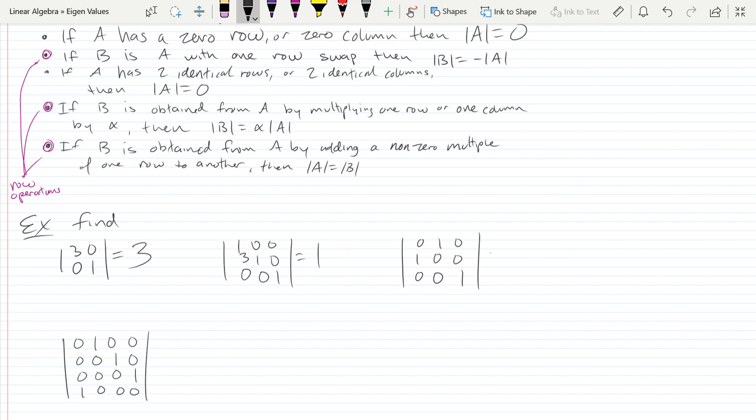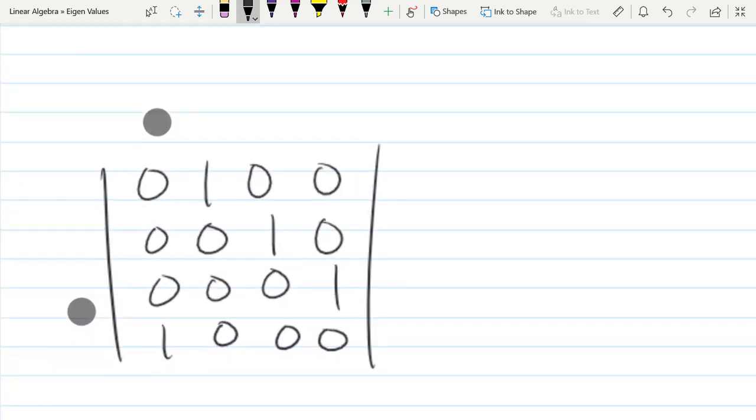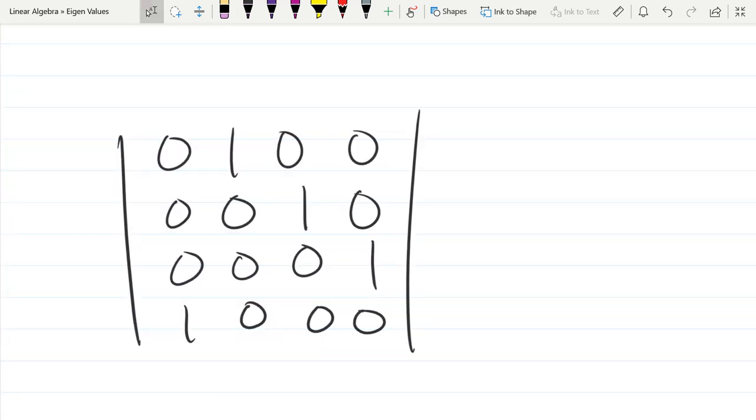All right, next matrix. Why is this negative 1? One row swap gives you negative 1. So it's the identity with one row swap, so it's negative the determinant of the identity. All right, now I have a tricky one. How can we figure out the last one? 2 row swaps, that's a positive.